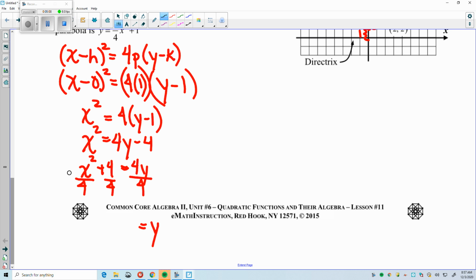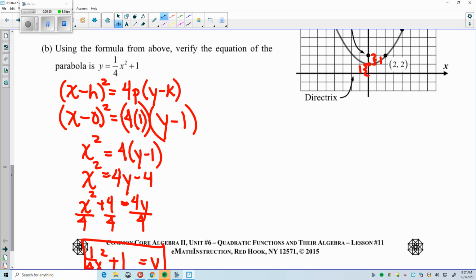This here, my first term, I could rewrite that as 1/4 x squared. Those two things are equivalent values. And over here, 4 divided by 4 is 1. So you can see we have just proven that, yes, that is the same exact formula.